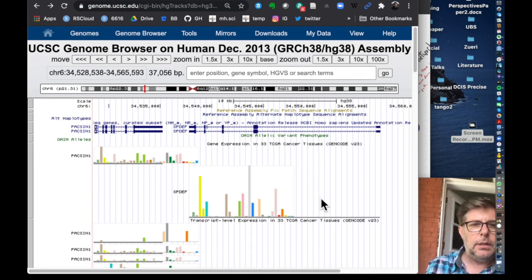So it's similar to GeneCards, but it's not as comprehensive. It rather focuses on a deep dive into the genomic structure of the gene, where it sits, etc. Okay.